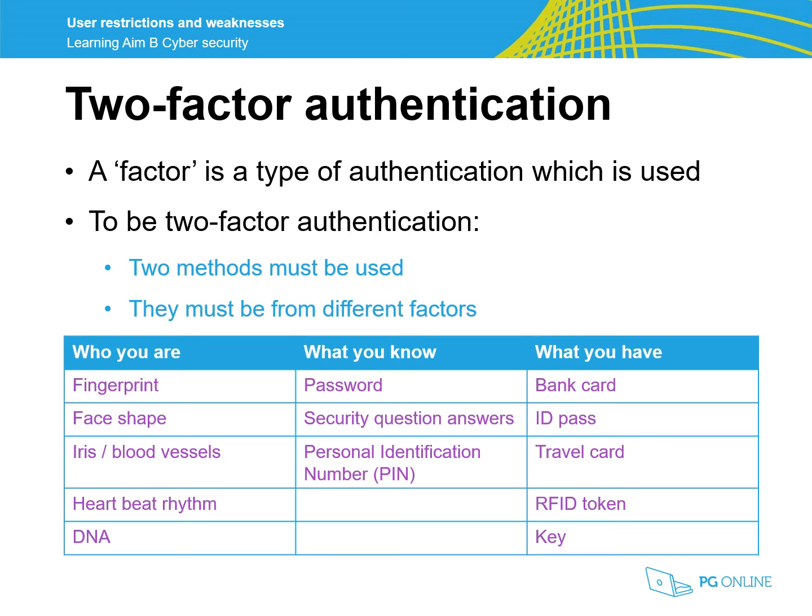The second, what you know. And the third, what you have access to. As you can see, there are many examples of each, ranging from who you are, being your fingerprint, to what you know, being a password or a secret question answer, or what you have physical access to, such as a bank card or a key.